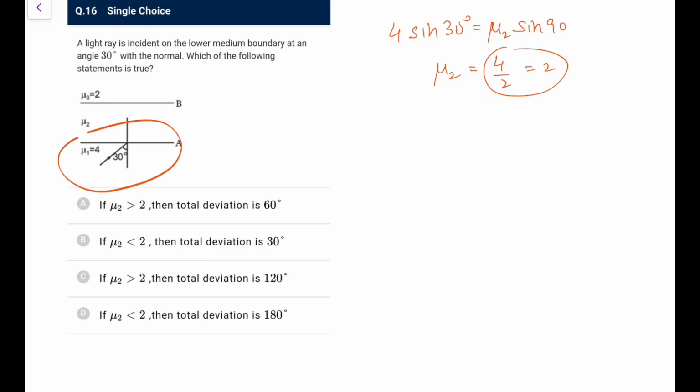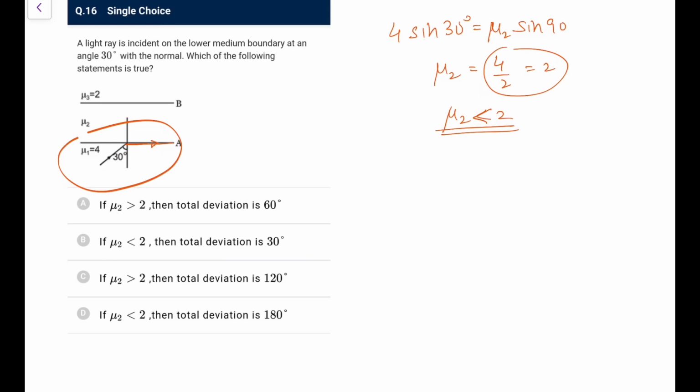So if mu2 is less than 2, TIR will occur. And for mu2 equal to 2, it simply goes like this. Okay. So now for mu2 greater than 2, the total deviation is 60 degree.